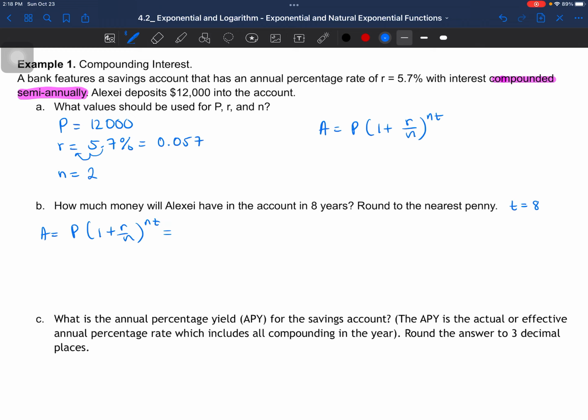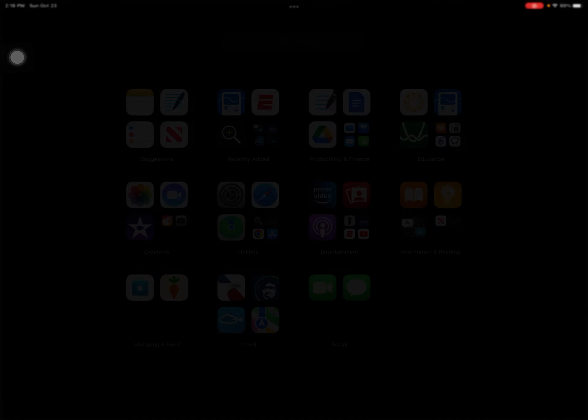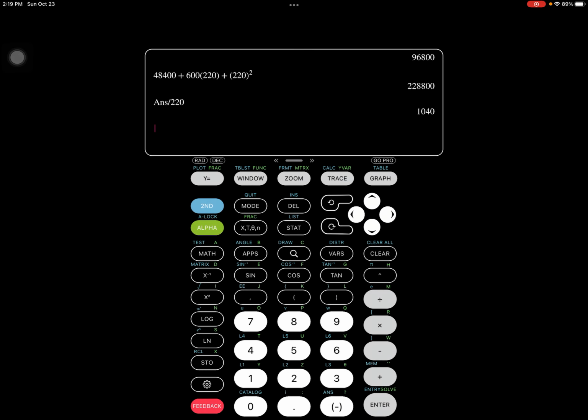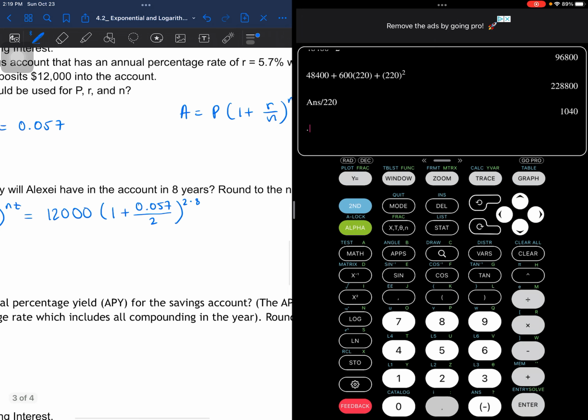So given what we already know, right, in this formula we're going to go ahead and replace every piece of given information. So P is 12,000, followed by parentheses 1 plus R, which is 0.057, all over N, which is 2, raised to the power of N times T, which is 2 times 8. Right, so we're going to literally just put this into the calculator, and let me just take out the calculator here real quick.